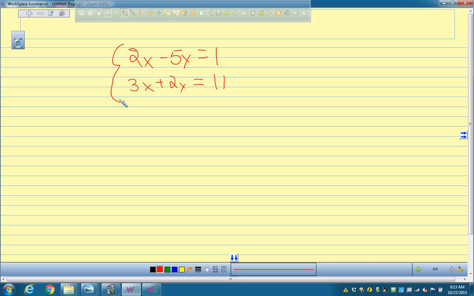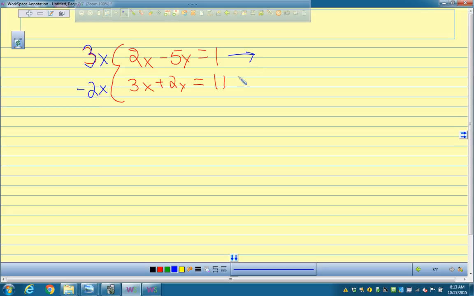You want one of the variables to cancel out, either the x's or the y's. What will both 2 and 3 go into? 6. So I could either turn these into 10s or this into 6. What could I multiply this top equation by to turn the x's into 6? 3. So I'm going to multiply the top equation by 3. What should I multiply the bottom equation by? Negative 2. Because I want one to be positive and one to be negative.